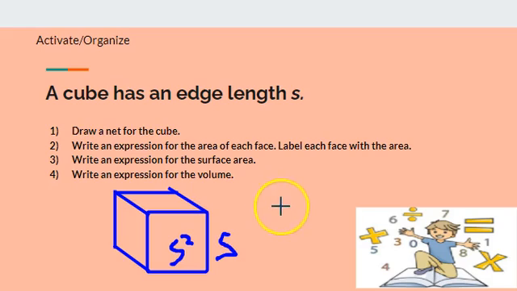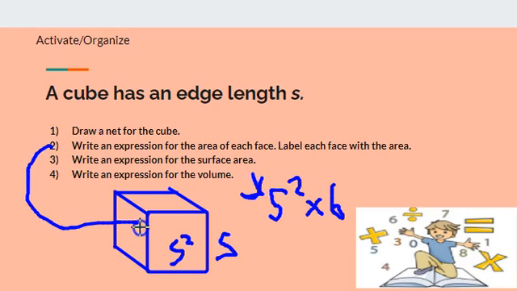Well, so how do we find the total surface area? That's going to be the S squared, right? Yeah, and times 6 because there are 6 faces. So here we have our surface area of the entire thing. There's the area of just one of the faces.